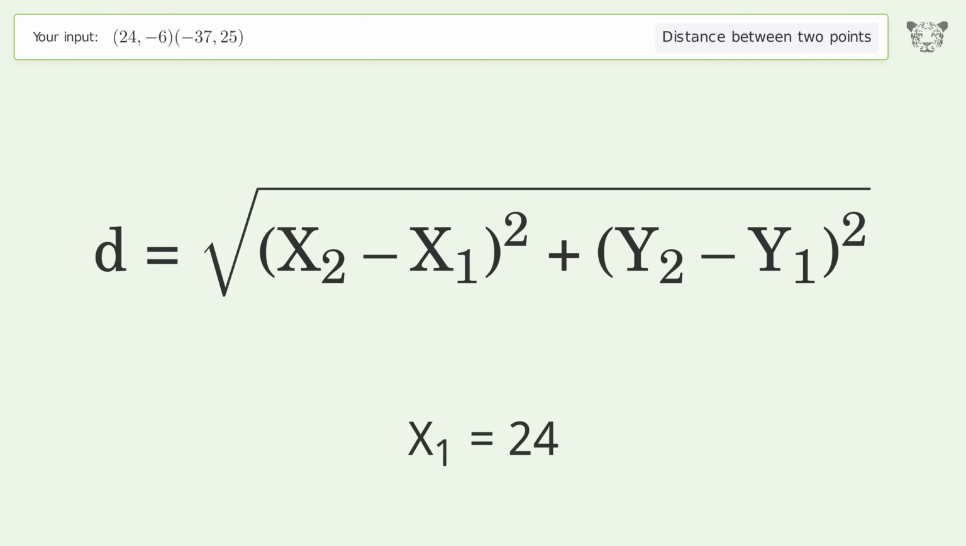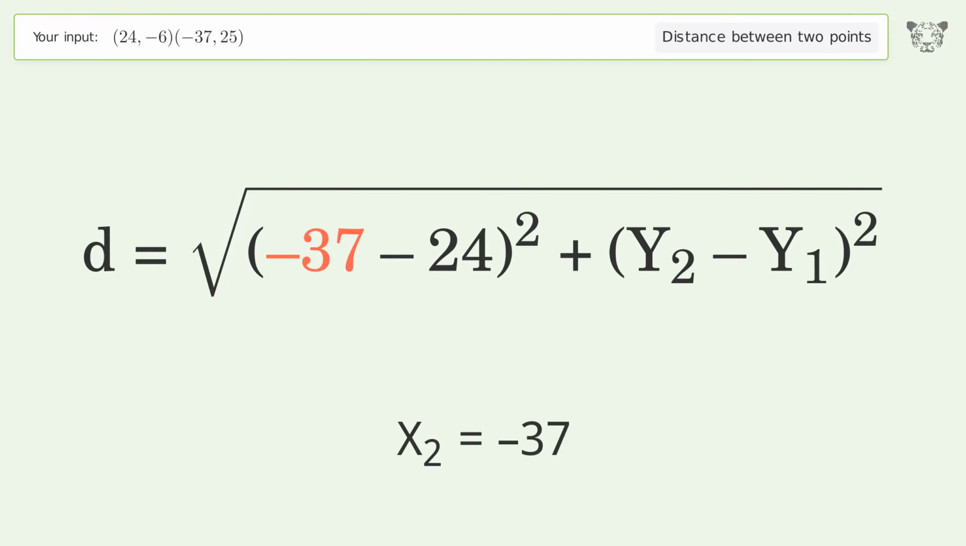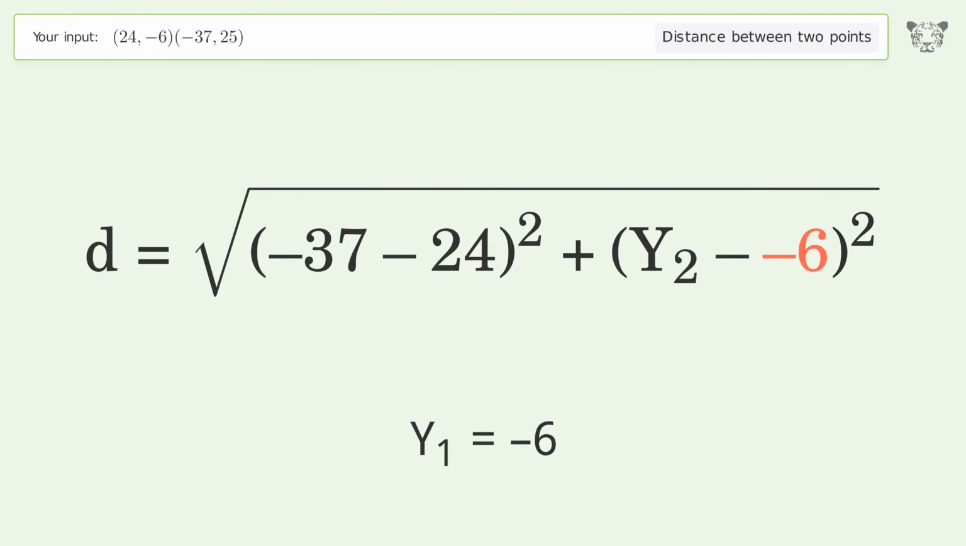x1 equals 24. x2 equals -37. y1 equals -6. y2 equals 25.